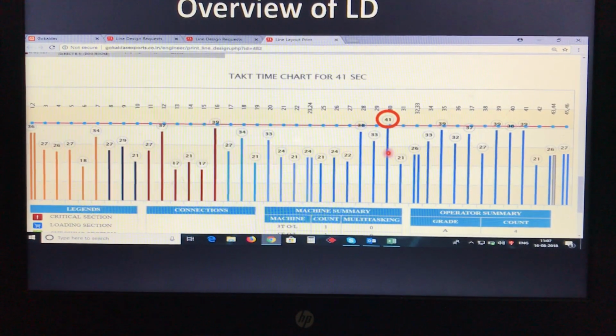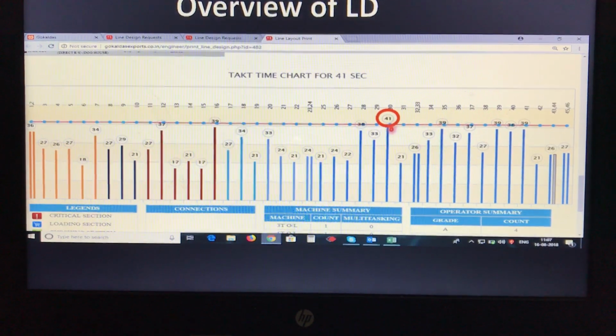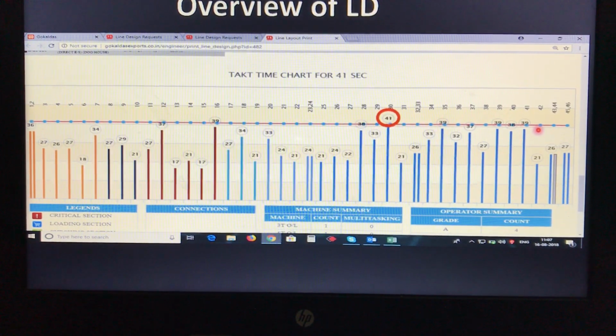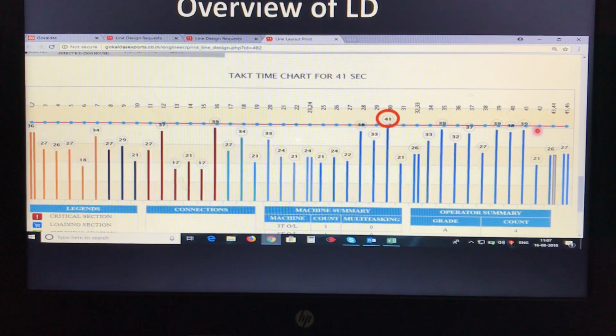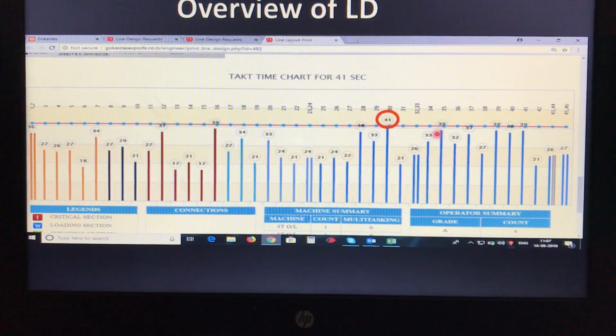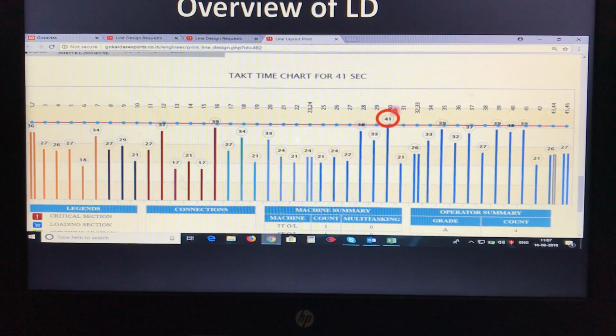If you choose that this operation shouldn't be the bottleneck in this line, you can have another workstation here, and this 41 would become 20.5, and eventually the next bottleneck would become 39 seconds. So this will continue. So basically the point here is every line design will have one bottleneck. So in this case, the bottleneck operation is the 30th workstation with 41 seconds.